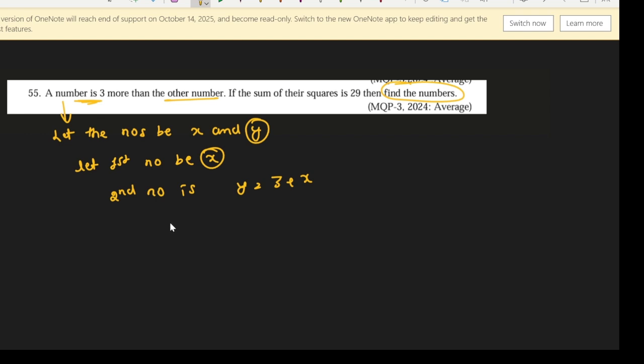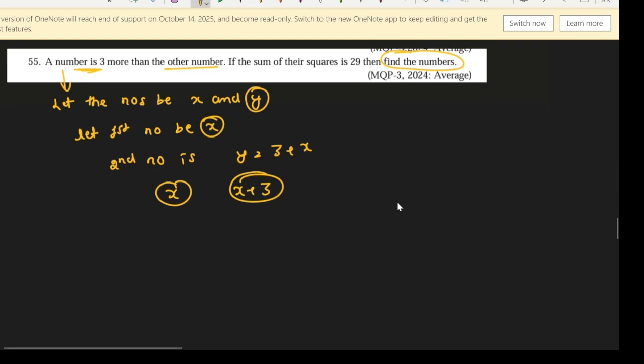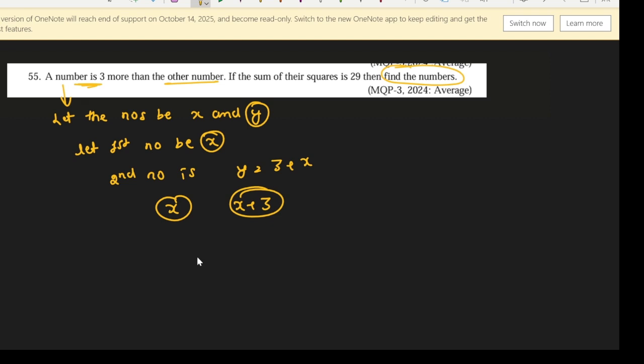So first number is simply x, and second number is x plus 3. If you are getting confused with y, you can just take it like this. If the first number is x and the second number is larger by 3, so let x and x plus 3 be the numbers. As per the condition, the second number will be x plus 3, first number is x.